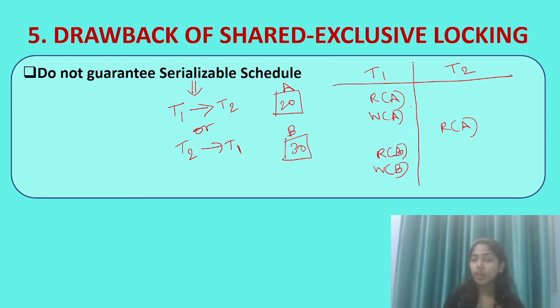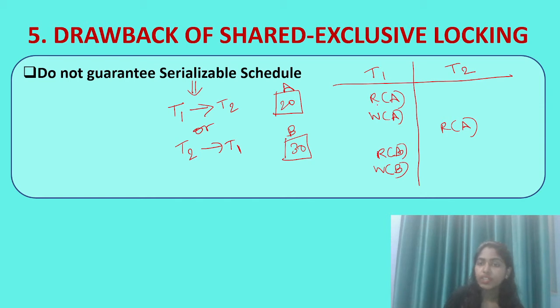But here it is not happening like that. First T1 is doing its task, then it goes to T2, then after T2 it comes back to T1. So it is looping. One is coming, then second is coming, then again first is coming. This type of schedule is called a non-serializable schedule. For this non-serializable schedule, we can apply shared exclusive lock.